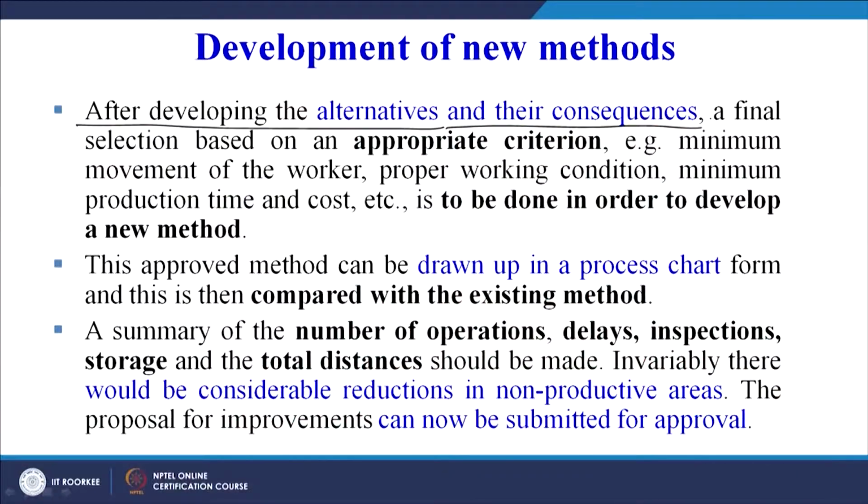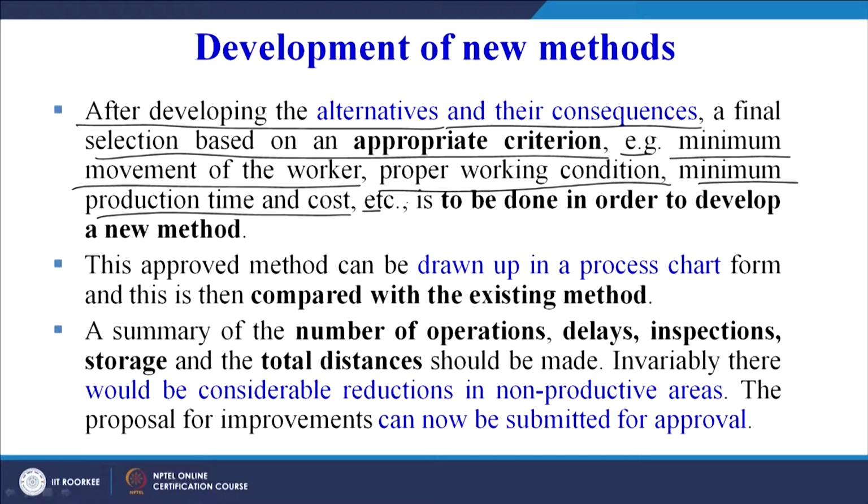After developing the alternatives and their consequences, a final selection based on the appropriate criterion is to be done in order to develop the new method. For example, additional criteria can be minimum movement of the worker, proper working conditions, minimum production time and cost, etc. Now, depending upon the type of work being done, we can have different criteria. My previous example was quite apt: you are trying to develop a better method, and we are comparing the manufacturing cost per piece, the production rate, the return on investment, and the initial investment.